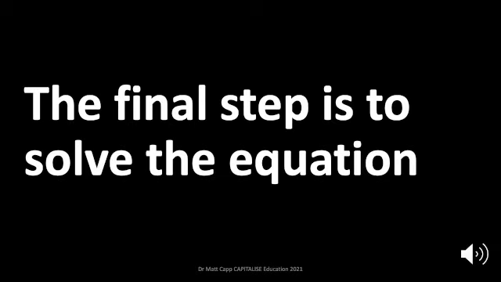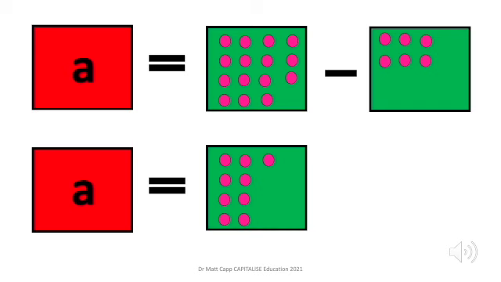The final step in this example is to solve the equation. The equation a is equal to 15 minus 6 becomes a is equal to 9. So, in this case, the pronumeral a is equal to the number 9.